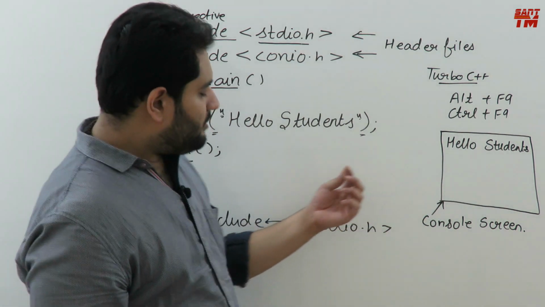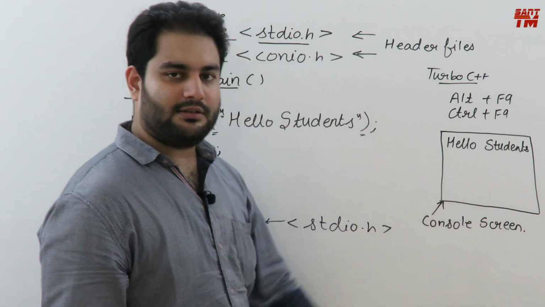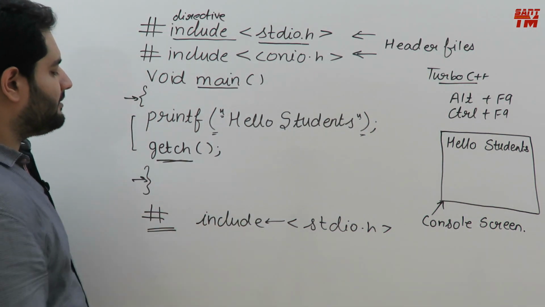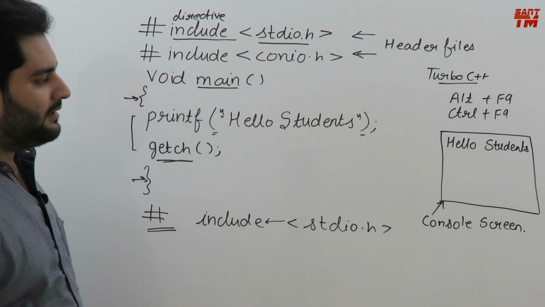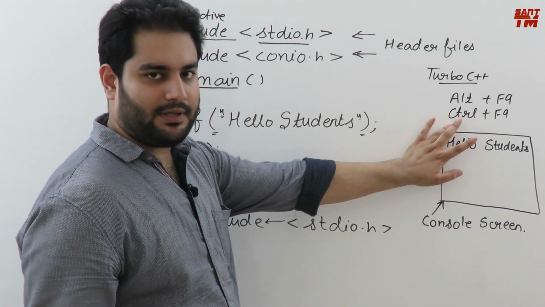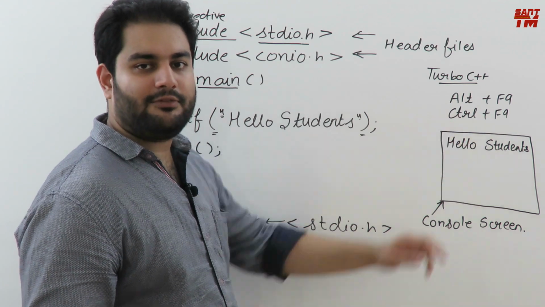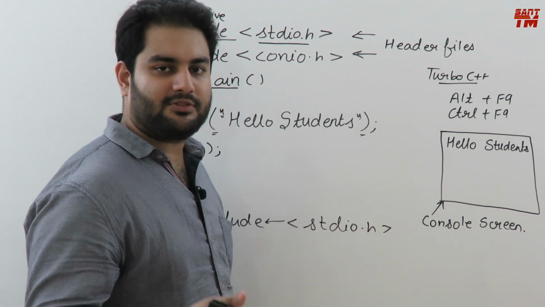So due to this getch, you are able to see the output on the console screen. Now what if I remove this getch? Whenever I remove this getch, then the output will come. After pressing Ctrl F9, your output will come, but it will vanish immediately. You will not be able to see the output. It will be a very fast process.